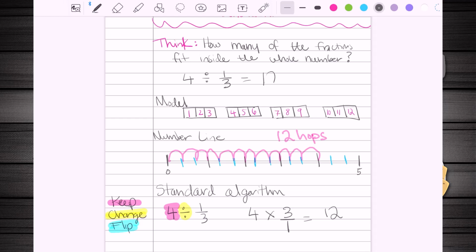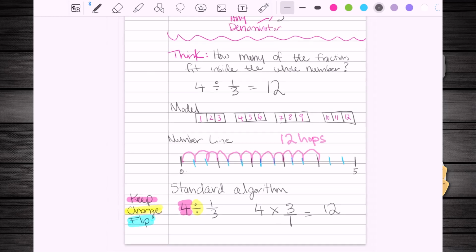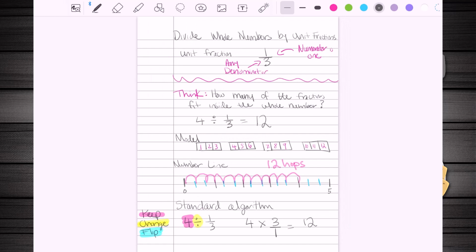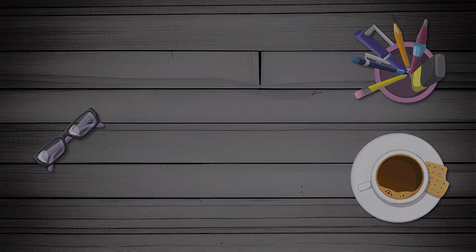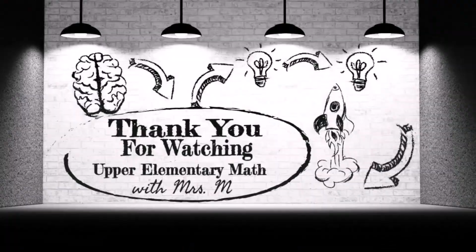the standard algorithm. The reason that this works is because when we're looking to see how many times 1/3 fits inside our whole number, we can multiply by the denominator of that number. We'll look at lots of example problems later, so you'll see why it works.